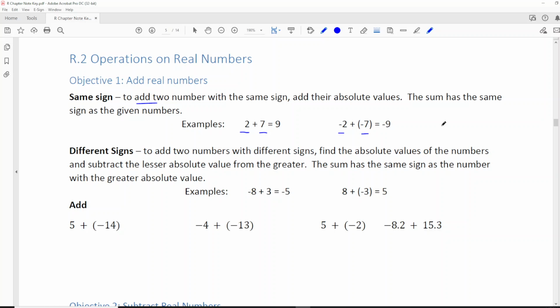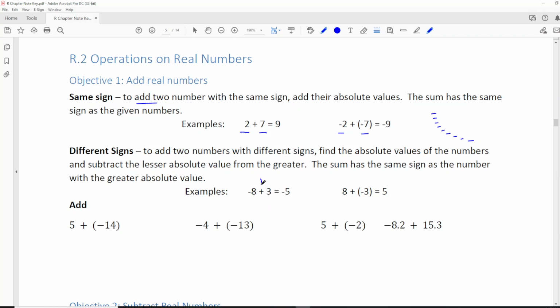So, if you thought of having 2 negatives and now 7 more negatives, 2, 3, 4, 5, 6, 7, you have altogether 9 negatives. And so even though they're negative, you're still adding them together, and the answer is just negative. When the signs are different, however, it's opposite. So instead of adding, we actually subtract them.